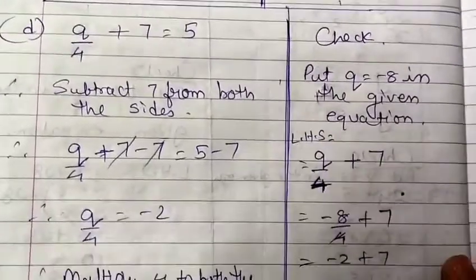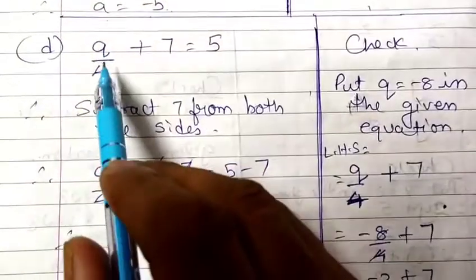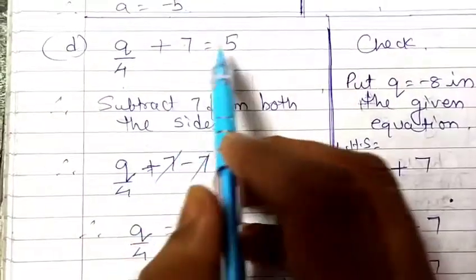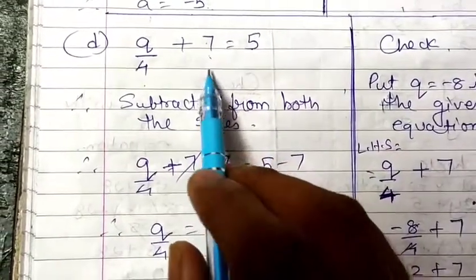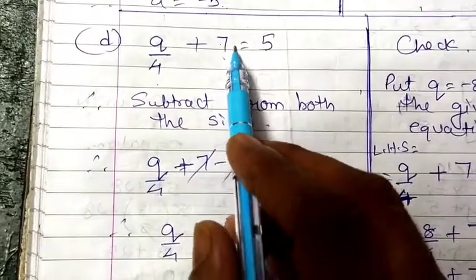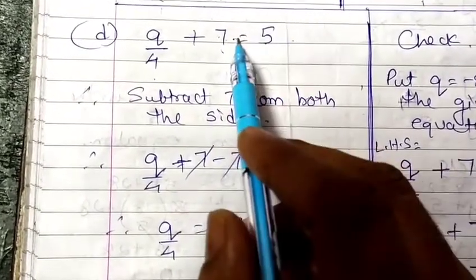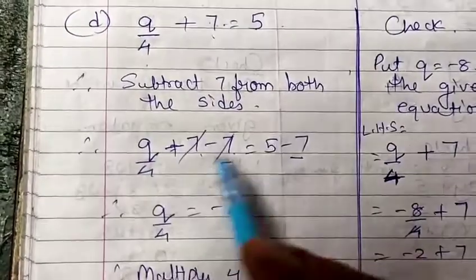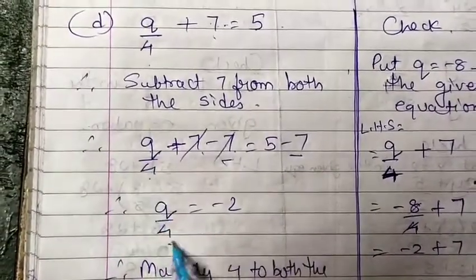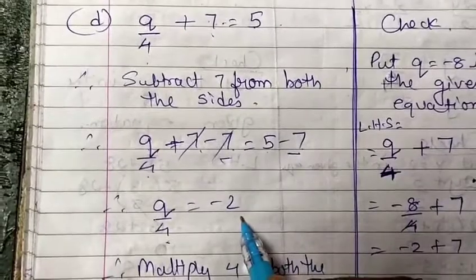Now let us see the next sum, that is Q upon 4 plus 7 equals 5. So transpose this 7 toward your right hand side, or you can go with another method, that is subtract 7 from both the sides. By doing such, positive 7 and negative 7 will get cancelled. See here, you have to subtract 7 from both the sides, and what is left? Q upon 4 equals 5 minus 7 gives -2.